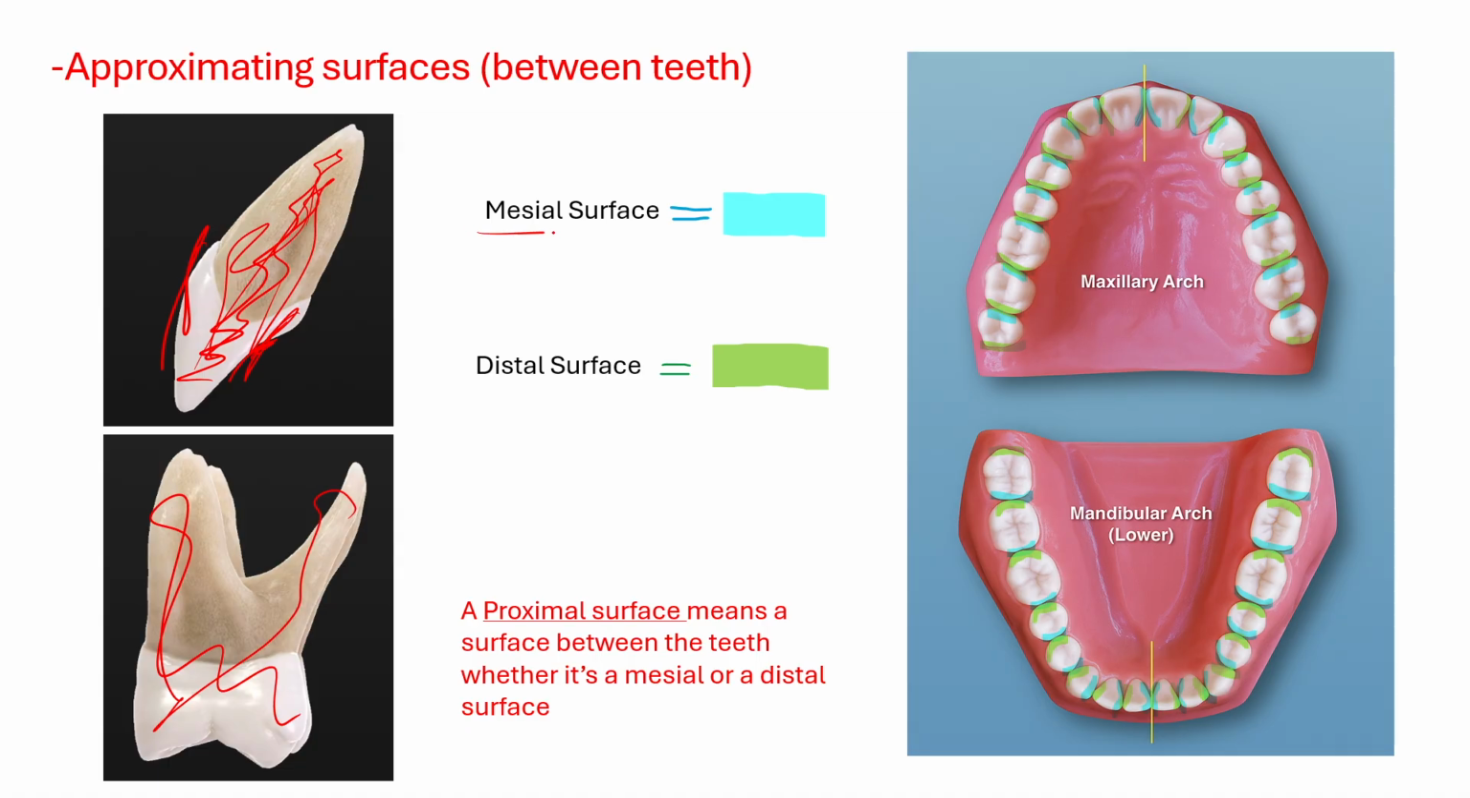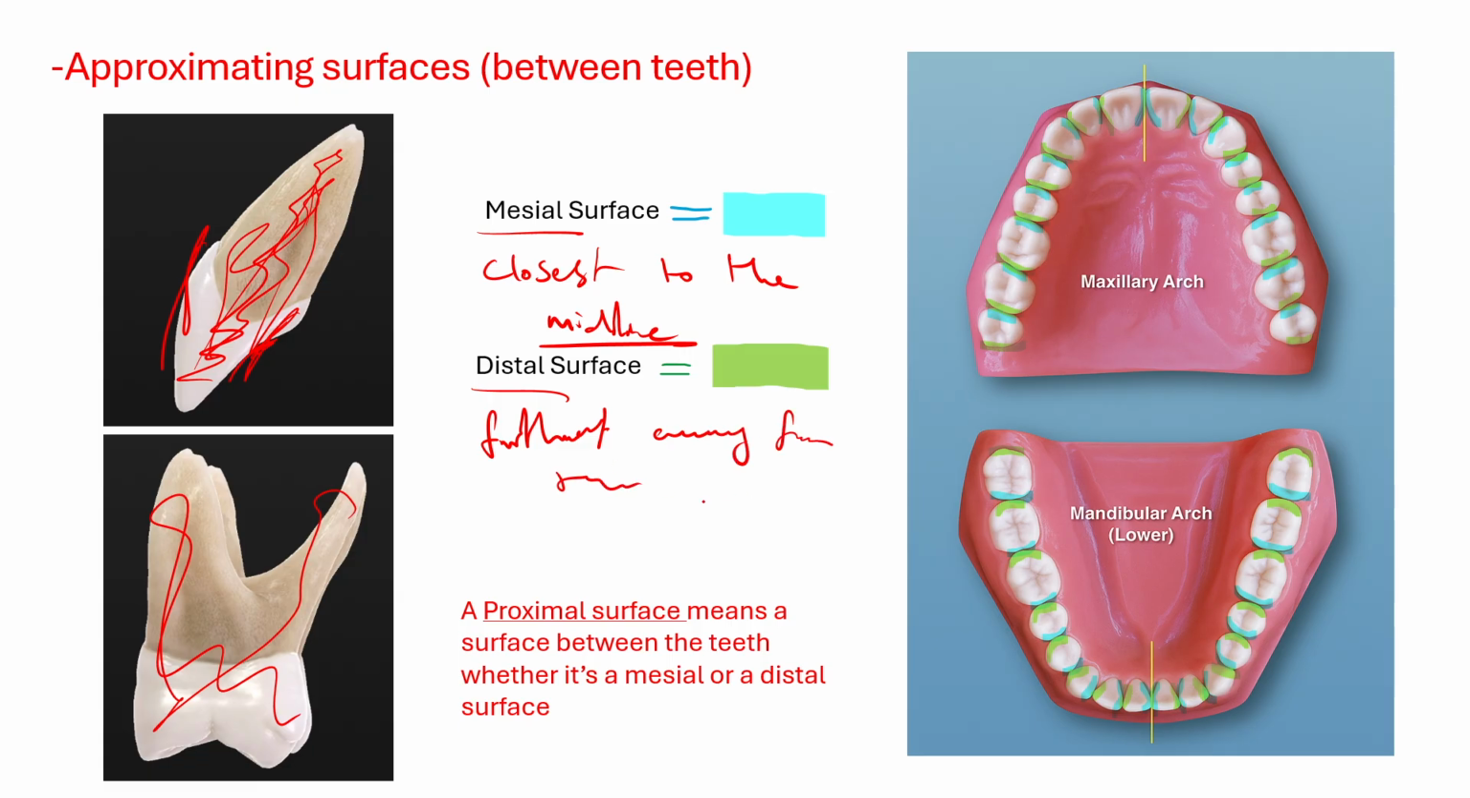You've got a mesial surface and a distal surface. How do you know which is which? The mesial surface is the surface that is closest to the midline, and the distal surface is the surface that is the furthest away from the midline. What that means is, this is the midline, as we talked about in the previous video, this yellow line over there. Get a tooth.